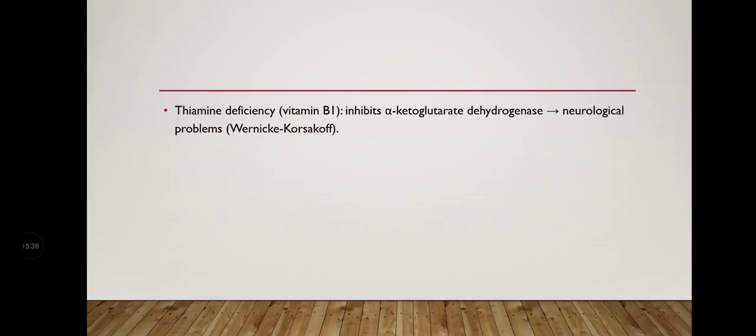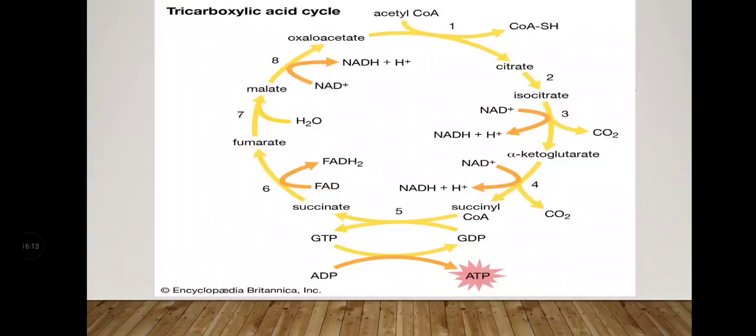Then thiamine deficiency inhibits the alpha-ketoglutarate dehydrogenase, which may lead to a neurological condition known as Wernicke-Korsakoff. And not only does it inhibit the alpha-ketoglutarate dehydrogenase, even the PDH complex, the pyruvate dehydrogenase complex, it inhibits the E1. So the alpha-ketoglutarate dehydrogenase is similar to the pyruvate dehydrogenase complex. So because they are similar, they are both affected by a deficiency in thiamine. So these are the regulatory steps.